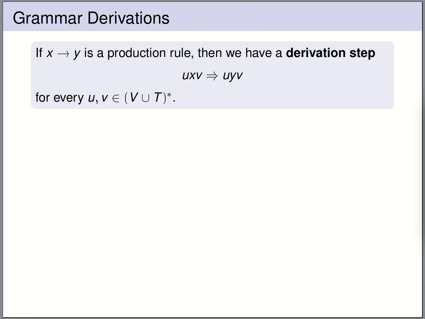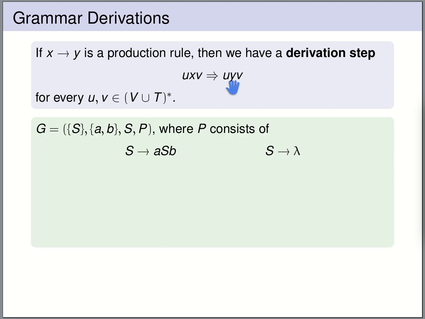In the example, we've already seen how a grammar can be used to derive words in the language. Now, a single derivation step is formally defined as follows. If we have a production rule x arrow y, then we get derivation steps of this form. We replace x by y inside an arbitrary context. That means we can have an arbitrary word u left of x, this is preserved, and an arbitrary word v right of x, and also this context is preserved. We just replace the inner part, the x, by y, and the uv context stays the same.